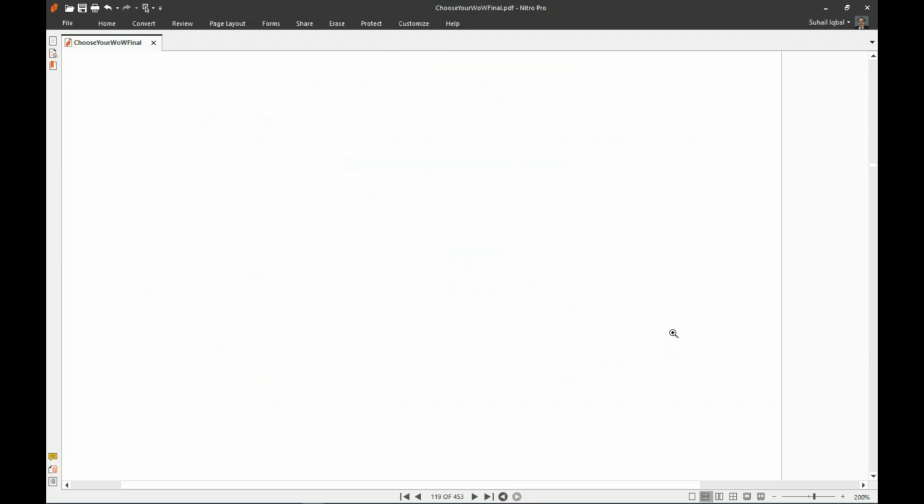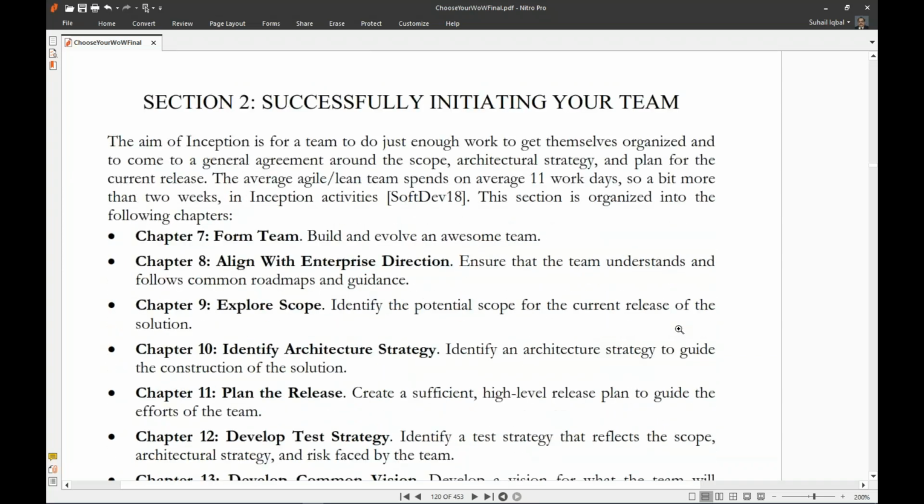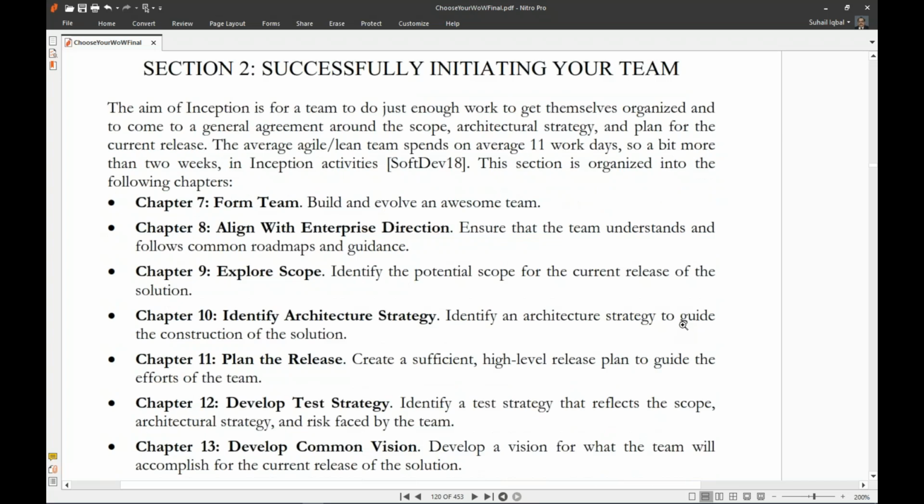This brings us to the end of chapter 6 and end of section 1 also. The next section we are going to be covering would be successfully initiating your team. The aim of inception is for a team to do just enough work to get themselves organized and to come to a general agreement around the scope, architectural strategy, and plan for the current release. The average agile or lean team spends on average 11 work days, so a bit more than 2 weeks, in inception activities. This is organized into the following chapters.